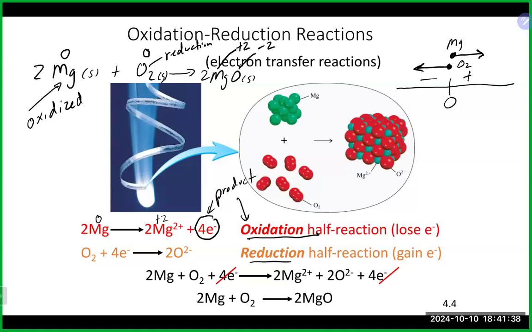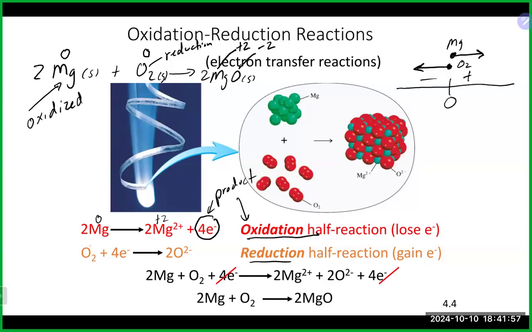Why is it 4 electrons in this case? Each magnesium is going to lose how many electrons? 2. And how many magnesiums do we have? 2 times 2 is 4. So that is why we have 4 electrons. 2 from each magnesium is going to be lost in this particular case.